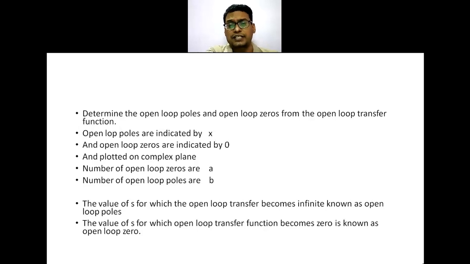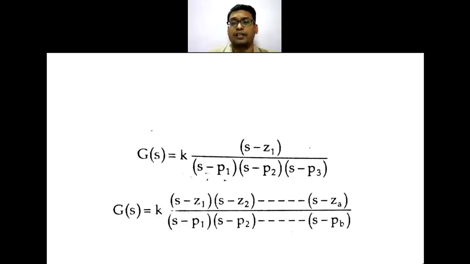The value of S for which the open loop transfer function becomes infinite is known as the open loop poles. That is the value of S for which the transfer function becomes infinite. That means your denominator is having the value of 0.